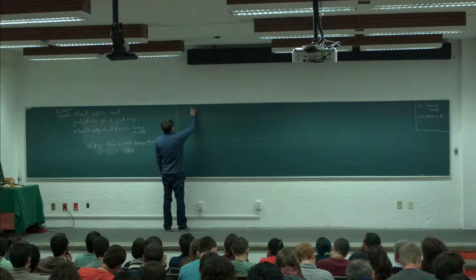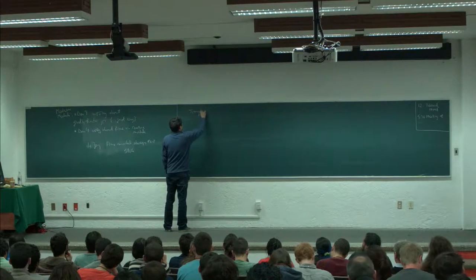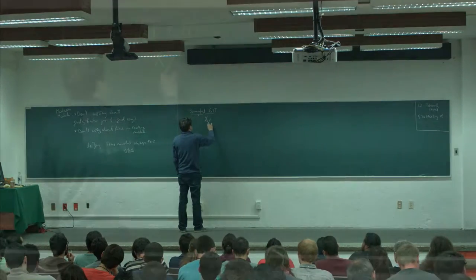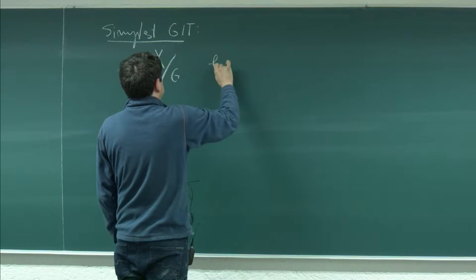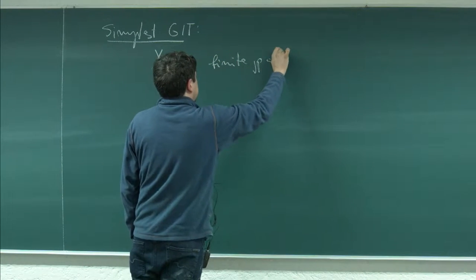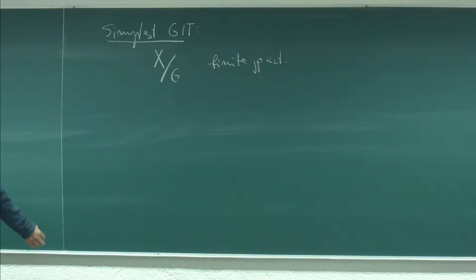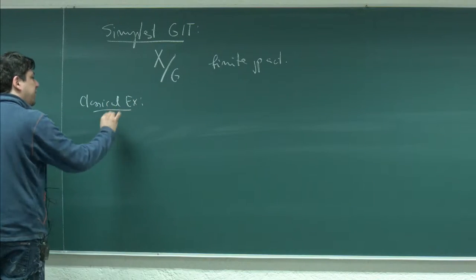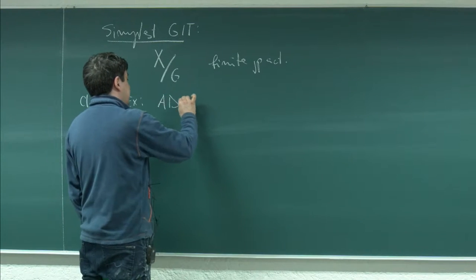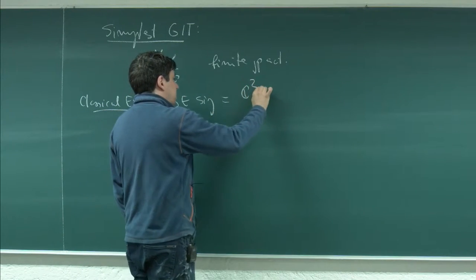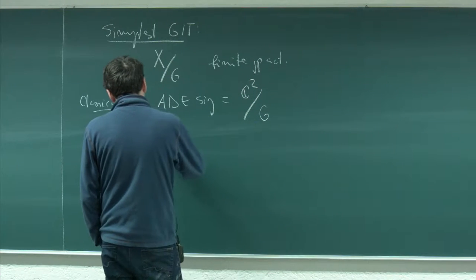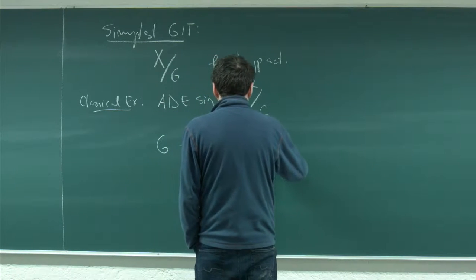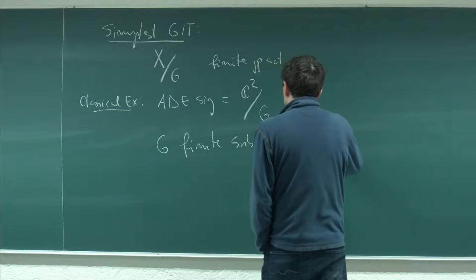But because the simplest GIT, and this is kind of off script, so hopefully it will work out, the simplest GIT, of course, is X mod G, like a finite group action. For instance, the classical examples are the ADE singularities, which are C^2 modulo G, where G is a finite subgroup of SL2.